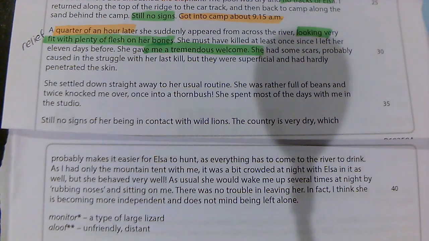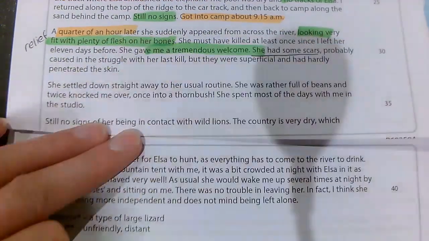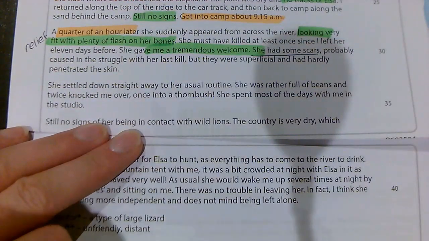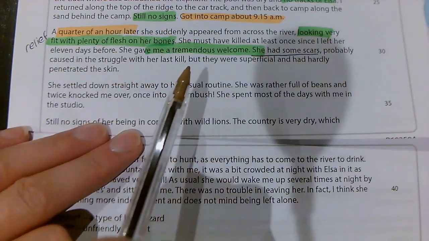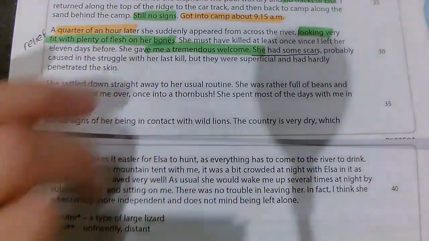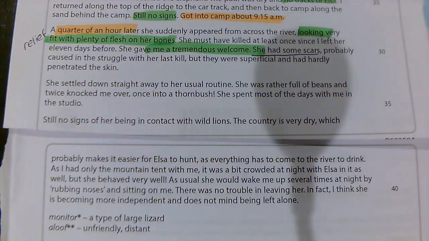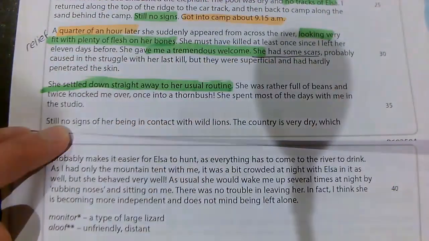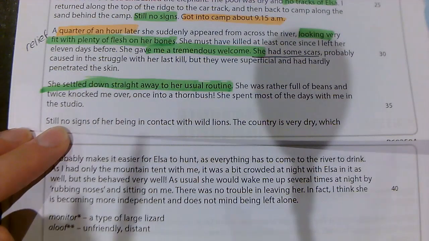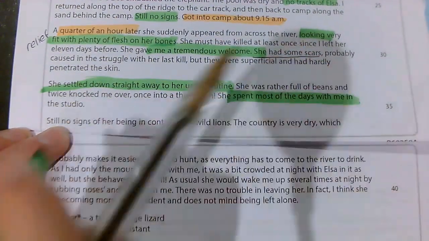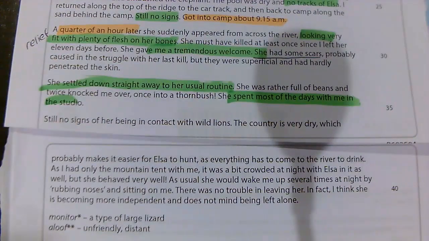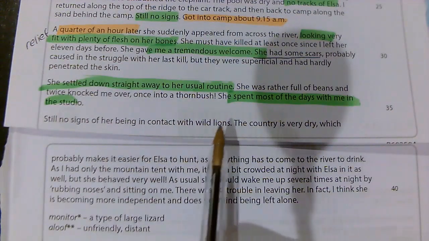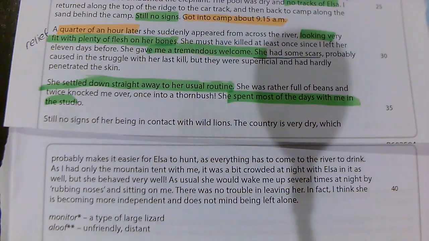There is a slight element of concern. She had some scars. She's obviously been in some sort of fight, probably causing struggle with her last kill. But they were superficial and had hardly penetrated the skin. She's okay. She's been in a bit of a tussle, but she's getting there. She's almost ready to go into the wild. But we revert straight away back to she settled down straight away to her usual routine. She spent most of the days with me in the studio. There's still no signs of her being in contact with wild lions. So we've got that sense of her still being very, very domesticated.